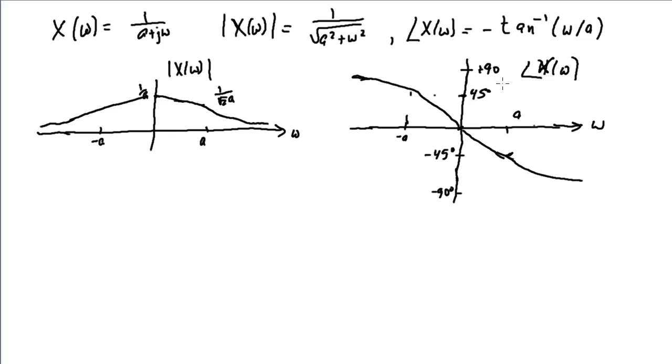In this particular case, the Fourier transform only exists for a decaying exponential. We can show in general that the Fourier transform exists if the time domain function is absolutely integrable, which means that if we integrate the absolute value of x of t, we get a finite result. If that's the case, then x of t has a Fourier transform.